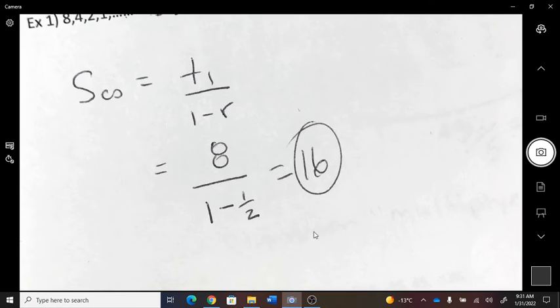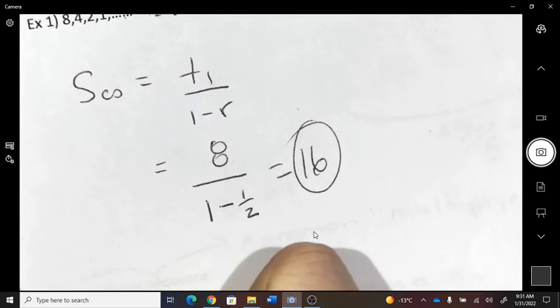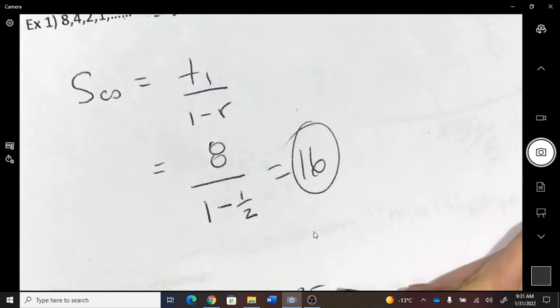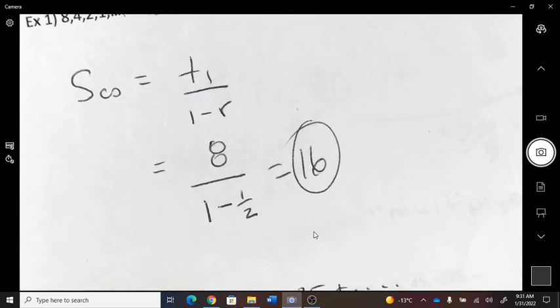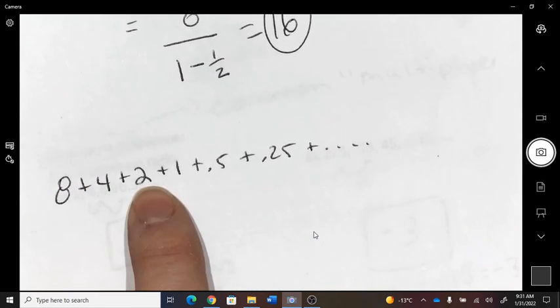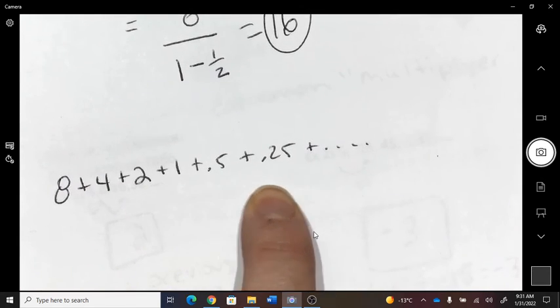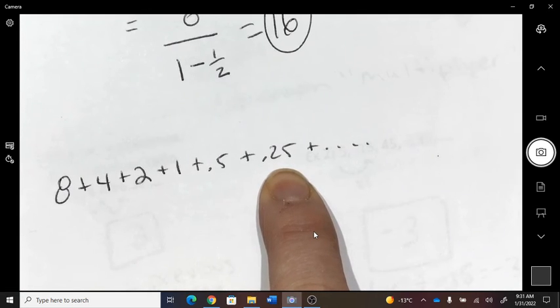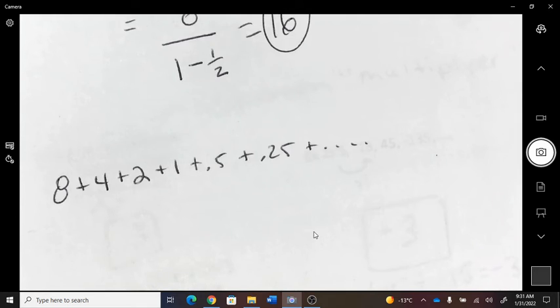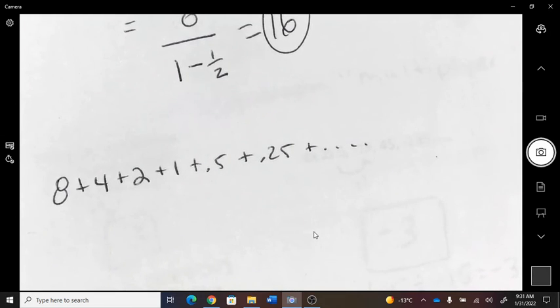Did we work? 16? Okay, I like these ones because they make sense to me. If I was to go 8 plus 4 plus 2 plus 1 plus a half plus 0.25 plus, what am I already up to here? This is 12, 14, 15, 15 and a half, 15.75. And then I keep adding small numbers. Does it make sense? 16 is what it'll eventually add up to, about. Okay.